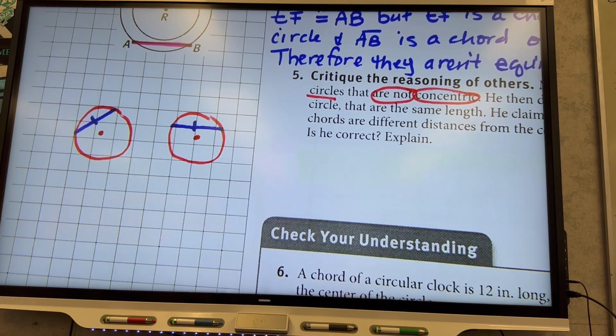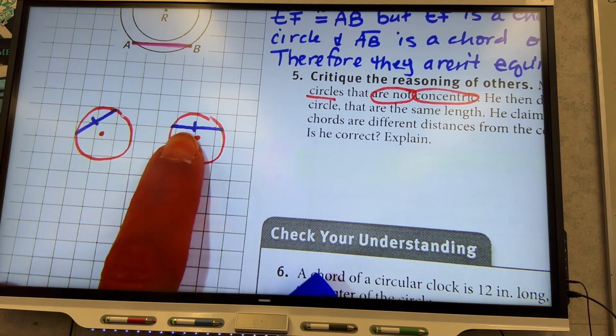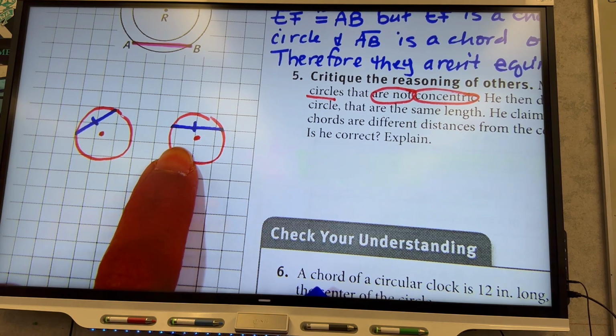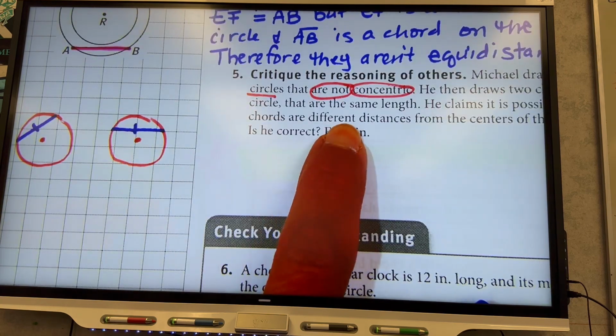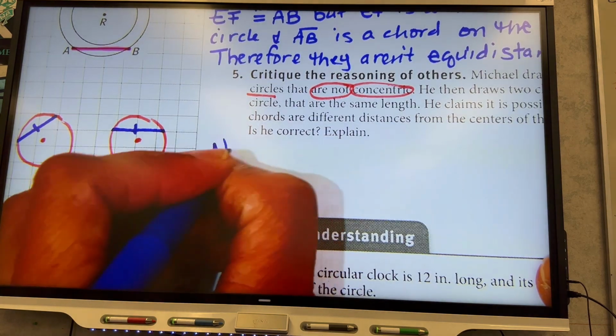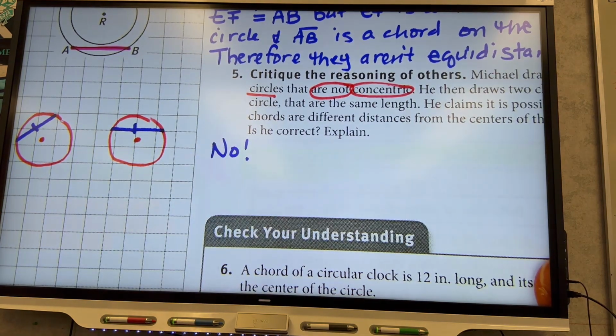We learned on the last page that when we have two congruent chords of the same circle, they're equidistant. Now these circles are not the same, but what do we know about them? They're the same size, they're equal, they're congruent. So isn't that technically the same thing? So shouldn't these chords be equidistant then? Yeah, they are. So is he right then? No, they're not different distances. So nope, Michael's wrong.